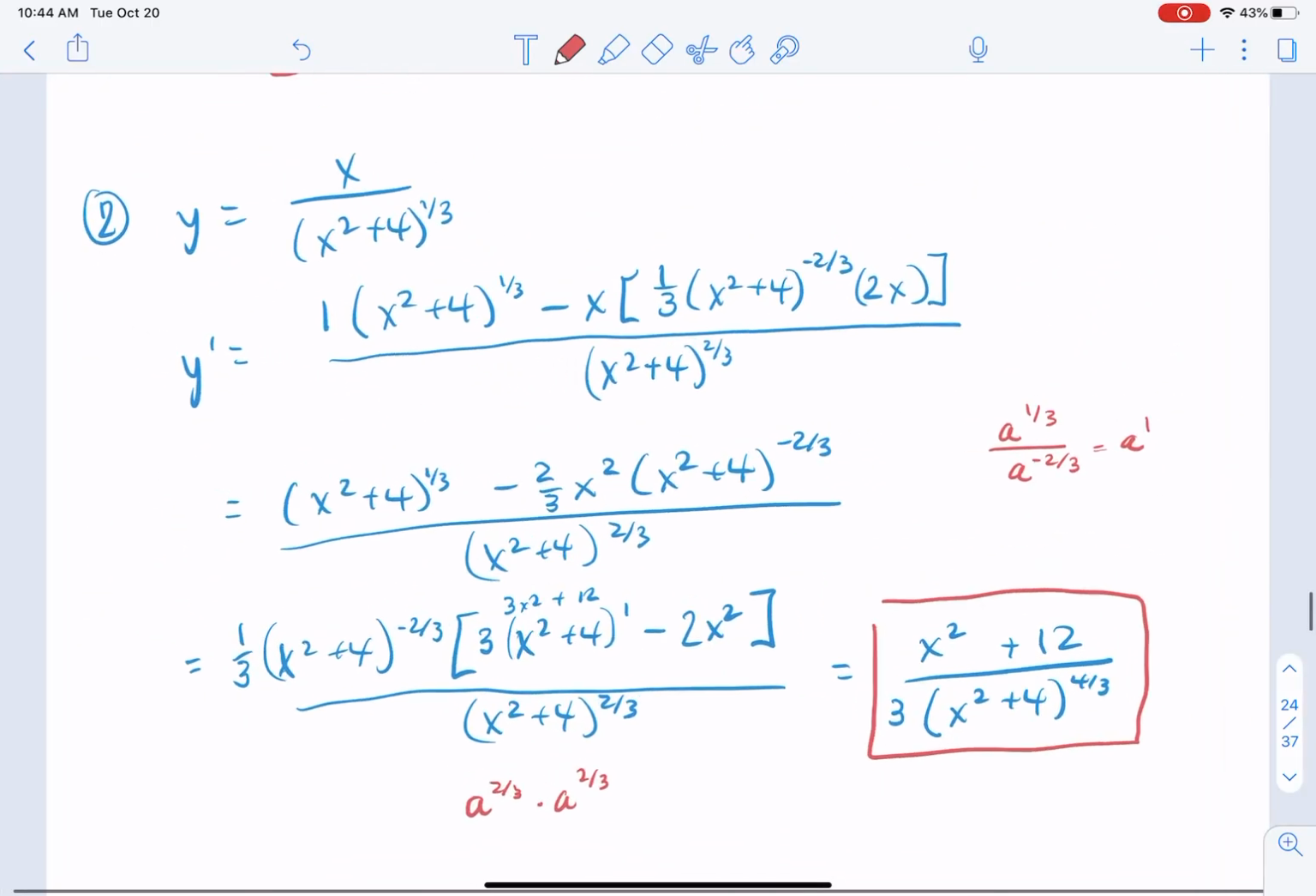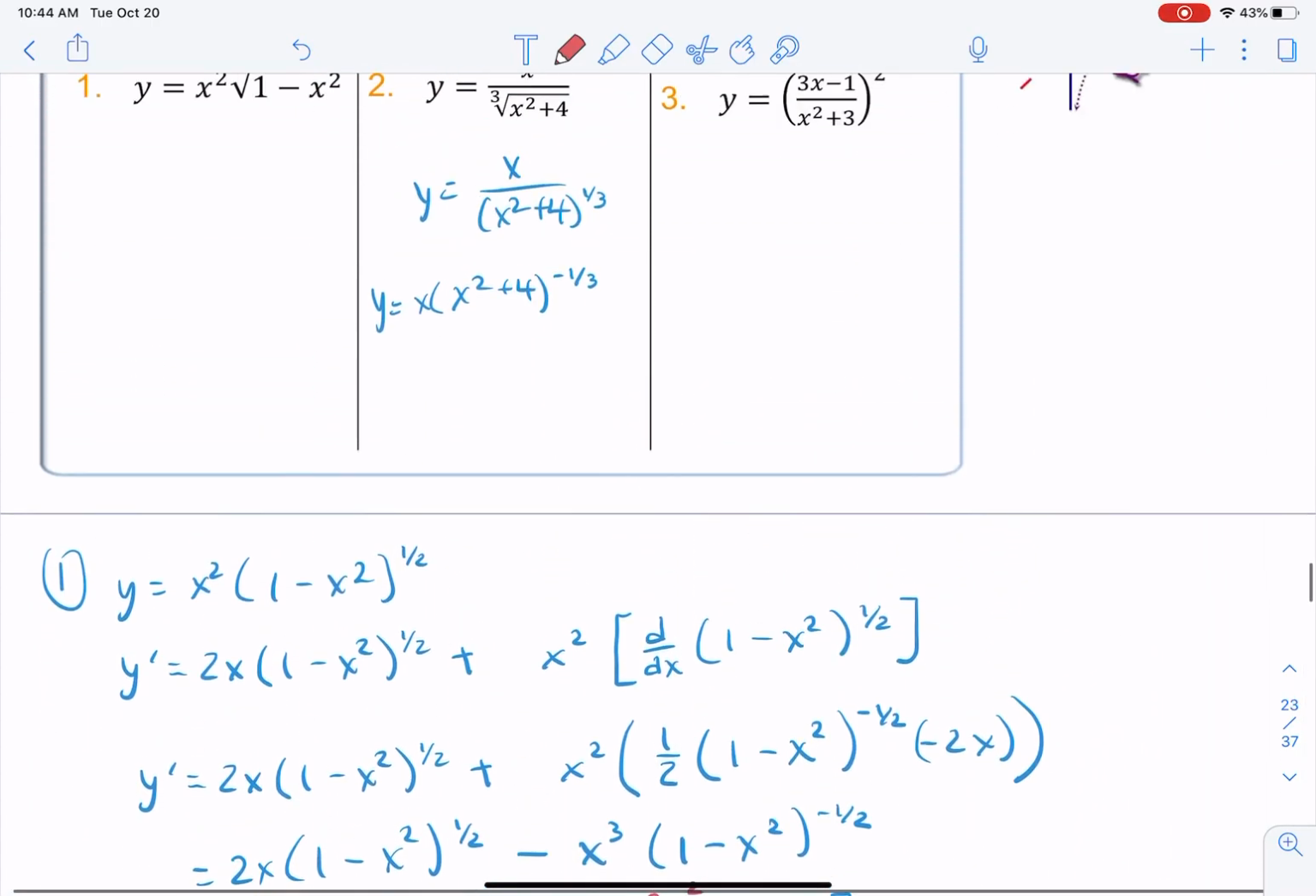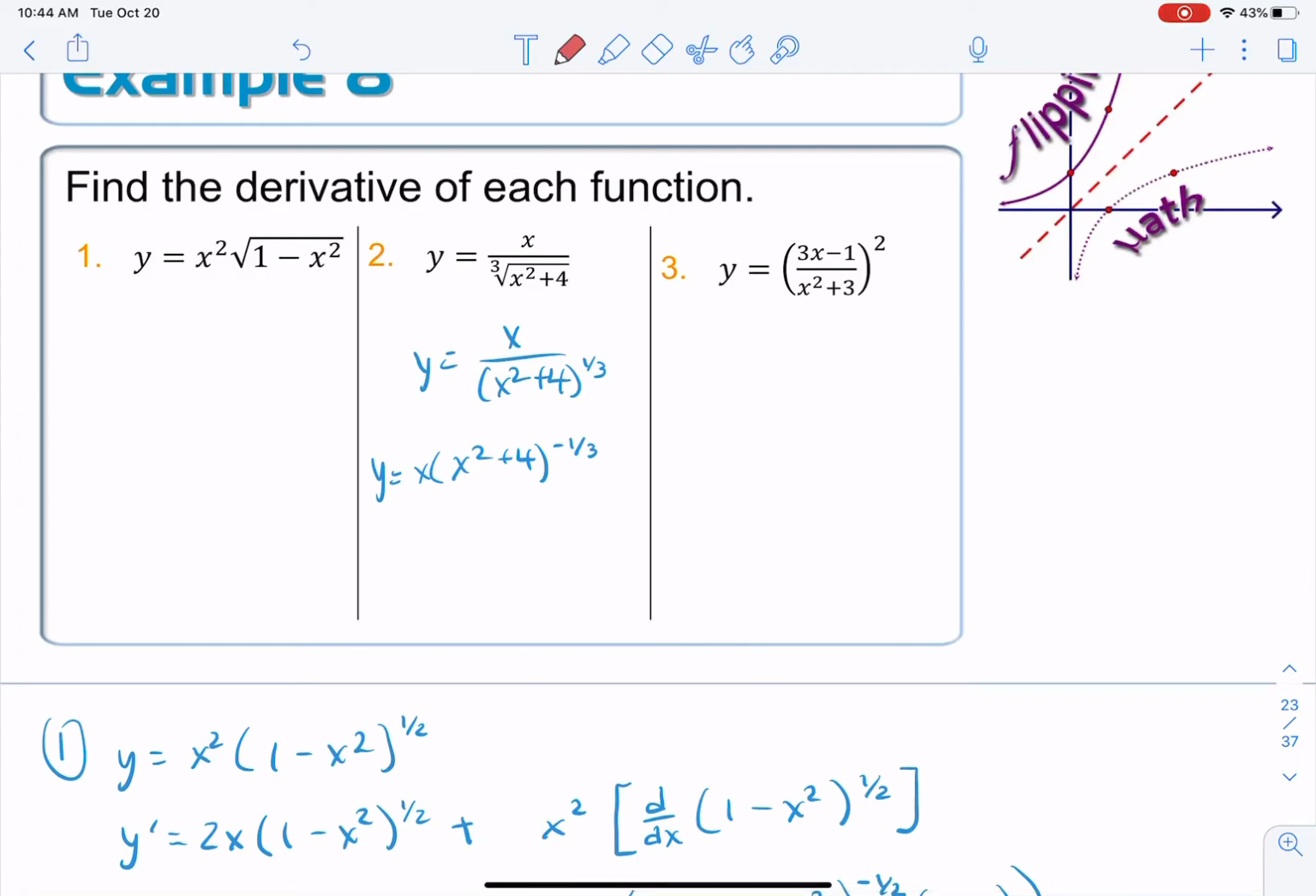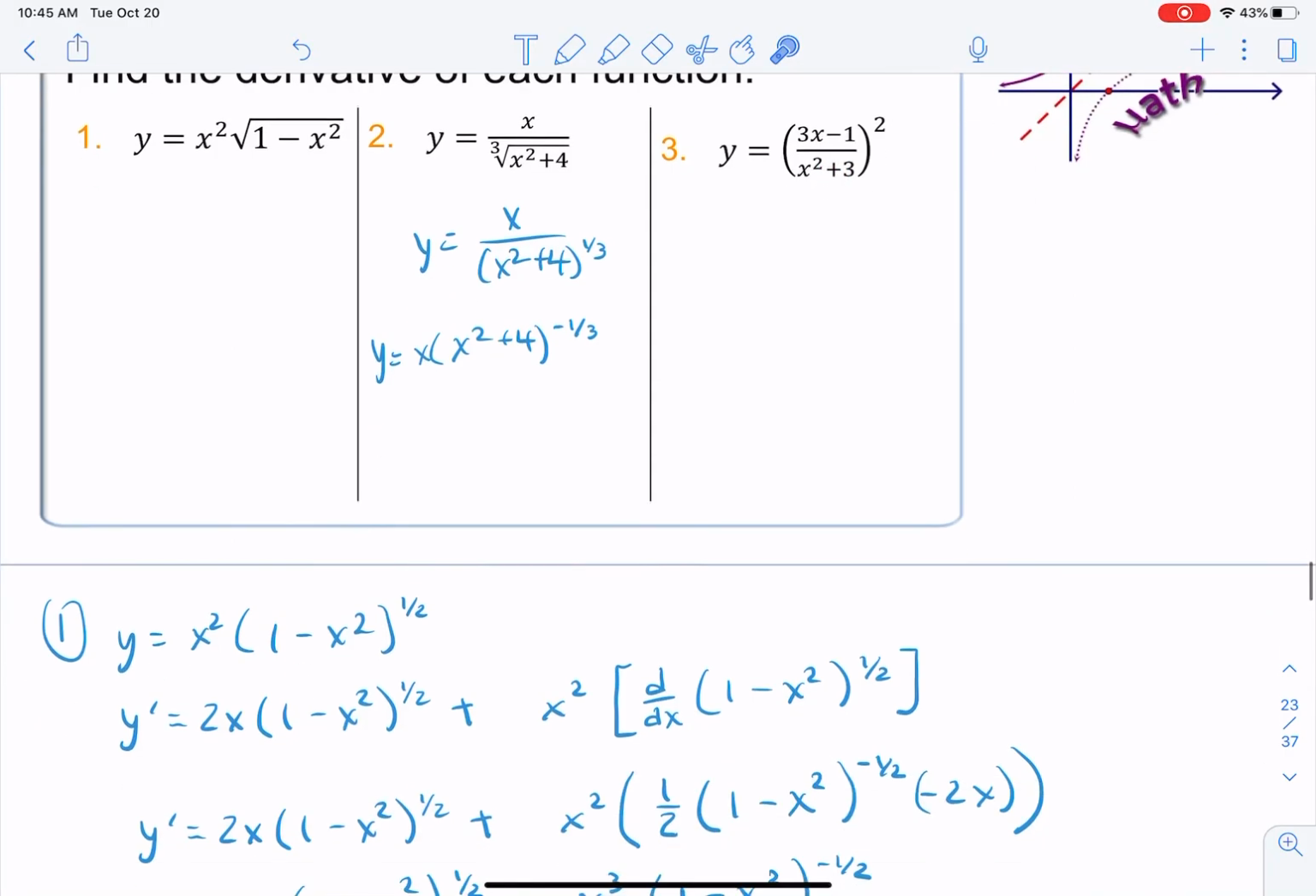Why don't we go ahead, since we have lots of time, and try this number 3. So on this number 3, the interior function here is a fraction. It is a rational function that we're raising to the second power. So I can do that general power rule here and leapfrog this power down, but whenever I go to take the derivative of the interior, I will have to use the quotient rule.